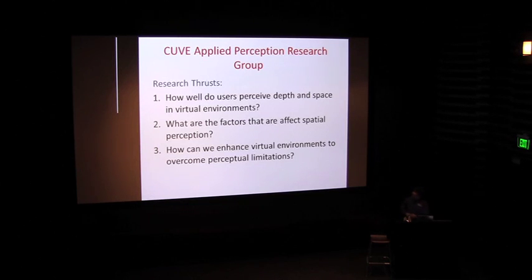Number one, we're trying to understand how users perceive depth in space, especially in the near field, in close quarters interaction in the virtual world. Number two, what are the factors that affect spatial perception? A whole host of factors have to do with perceiving depth and space that are important to consider in our research, so we've been examining those in step-by-step fashion via carefully constructed studies. And then third, how do we enhance virtual environments to overcome perceptual limitations that we have noticed in operator performance in the virtual world?